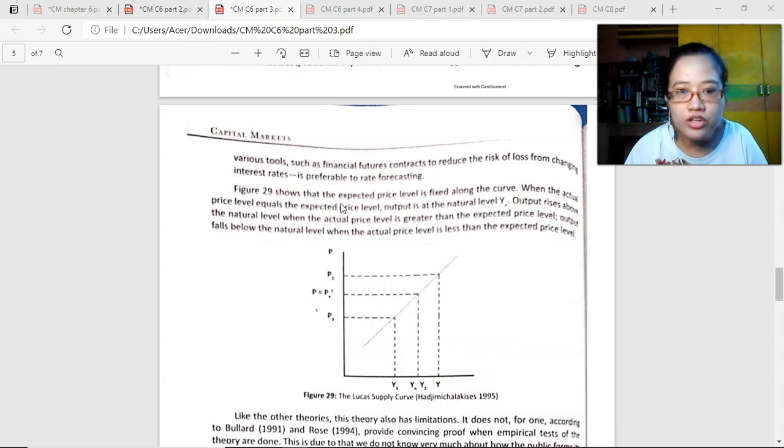Okay. Figure 29 shows that the expected price level is fixed along the curve. Okay, this is the supply curve. When the actual price level equals the expected price level, output is at the natural level Y. So this one. Output rises above the natural level when the actual price level is greater than the expected price level. Which is the expected price level? This one. Okay, output falls below the natural level when the actual price level is less than the expected price level. So it goes down from here to here.